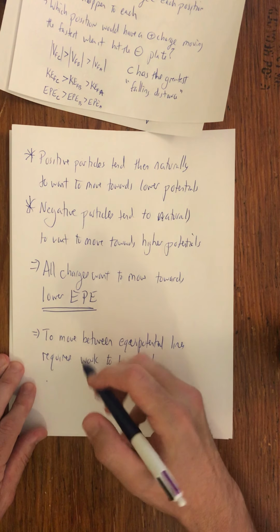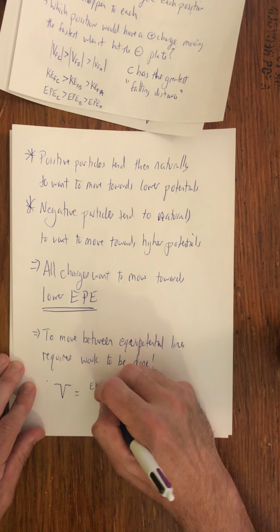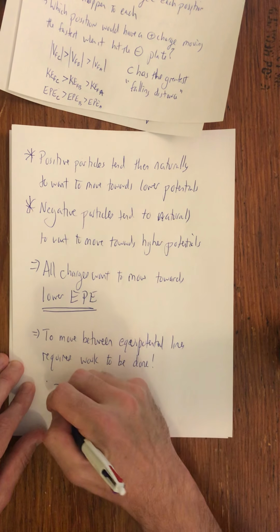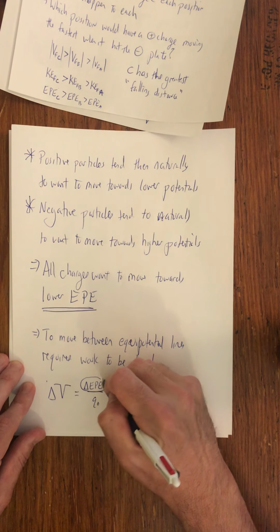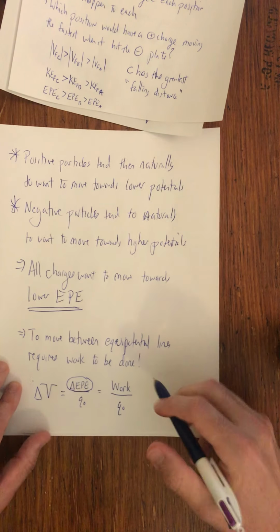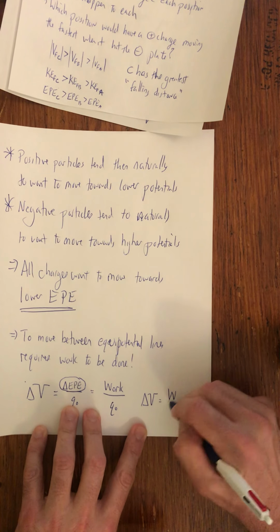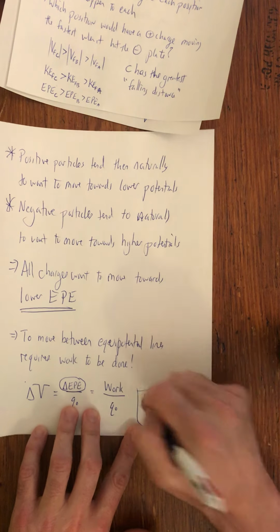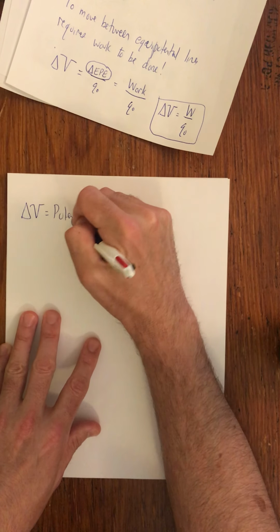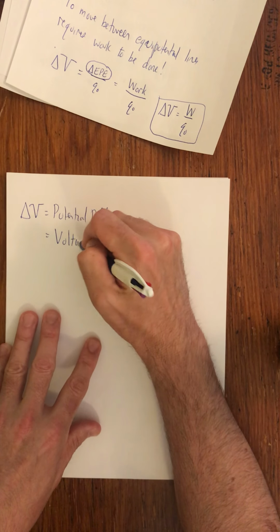So if work is a change in energy, right? Notice before I had V is equal to EPE over q naught. If I just want to talk about change, I just put a change there. This change in electrical potential energy, I can just replace with the concept of work, right? And so I get this new equation here that the change in potential is equal to the work done per unit charge, okay? And so here's the thing, delta V is called potential difference. But you may know it by its other name, voltage.